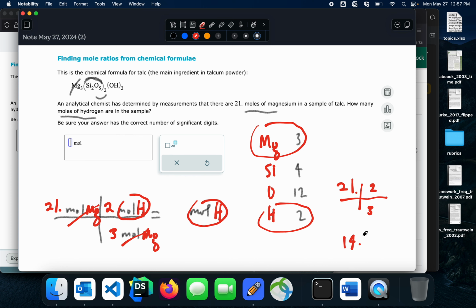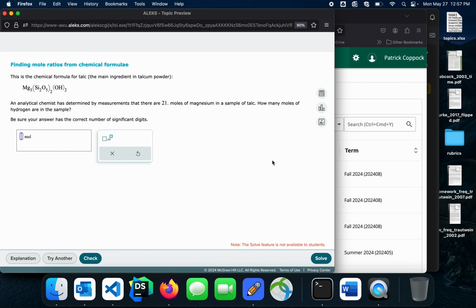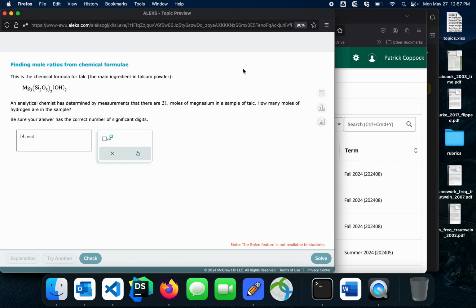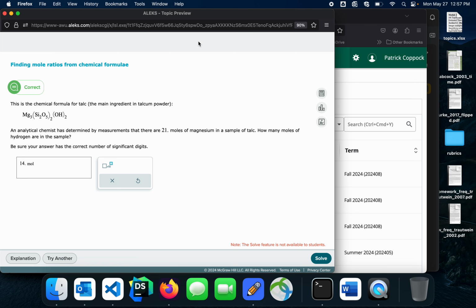Let's just do it in the calculator. 21 times 2 divided by 3 equals 14. Just what we thought. All right, so it's 14. Put a point there because that's the sig figs. And let's check it and get some green.